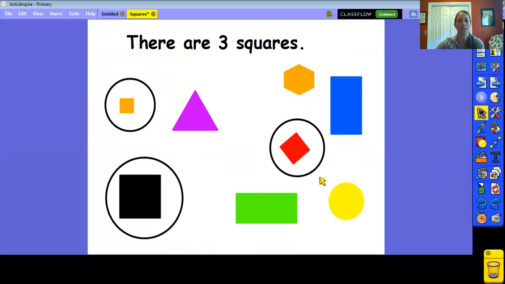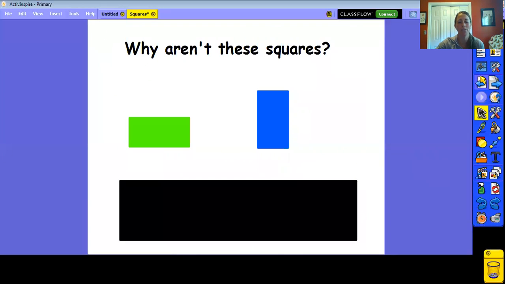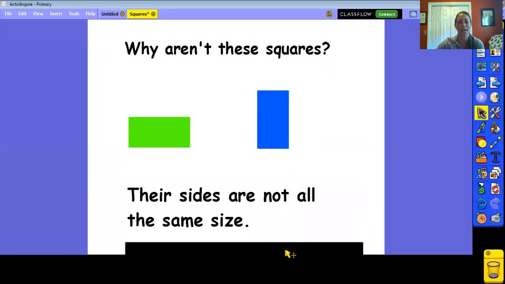Now, take a look at these shapes. Those have 4 vertices. Those have 4 sides. Why aren't these squares? Their sides are not all the same size. So these are rectangles. This side and this side are the same, and this side and this side are the same, but in order for it to be a square, all the sides have to match. Same thing with this one. The sides don't match. So these are not squares.